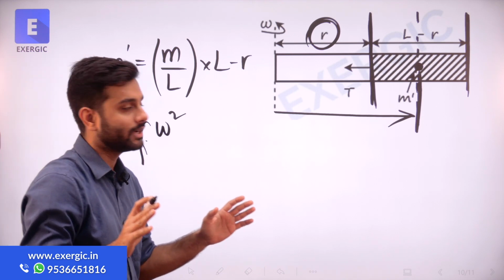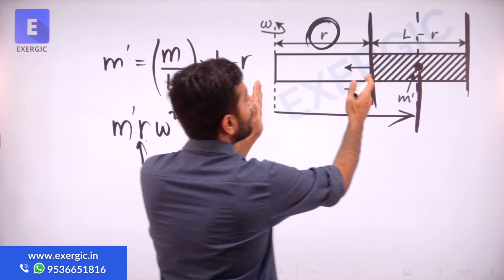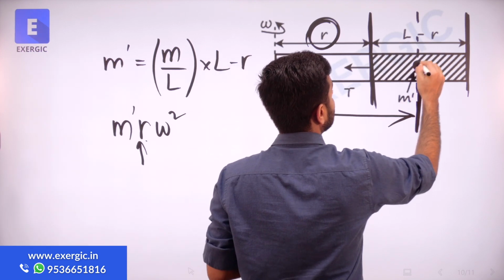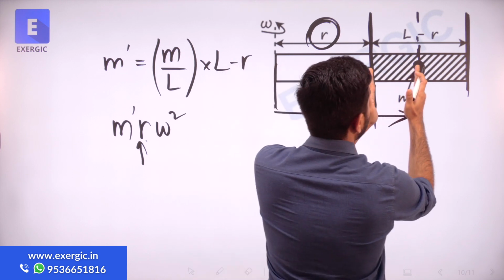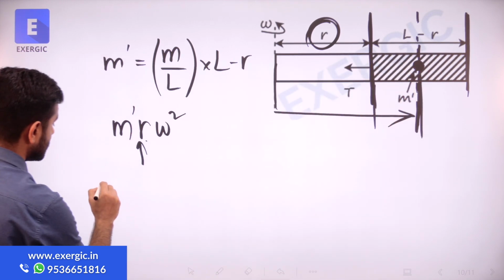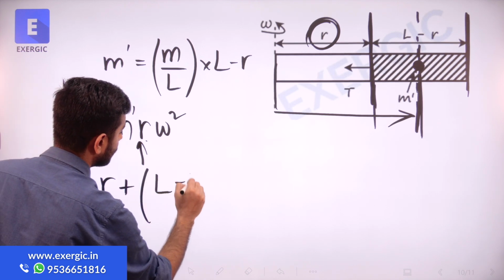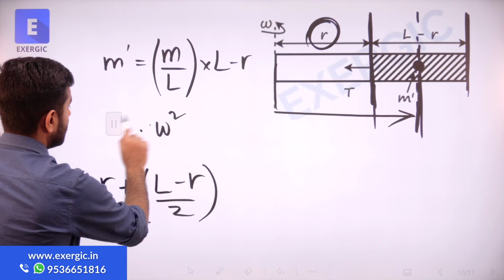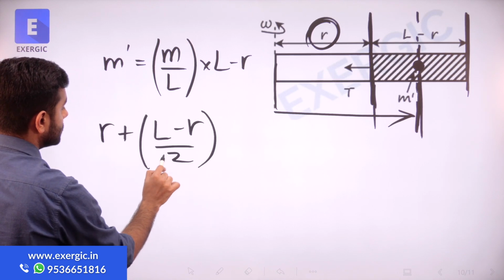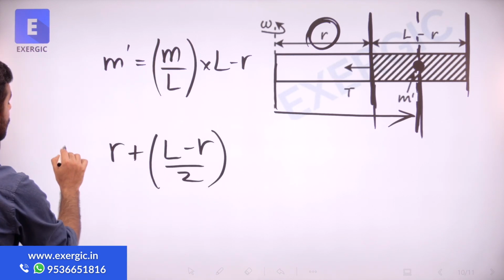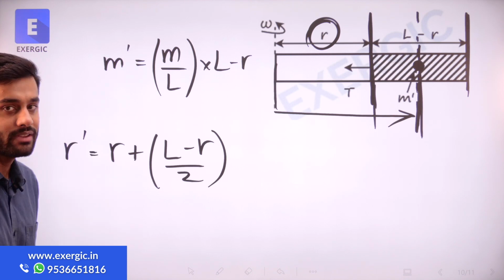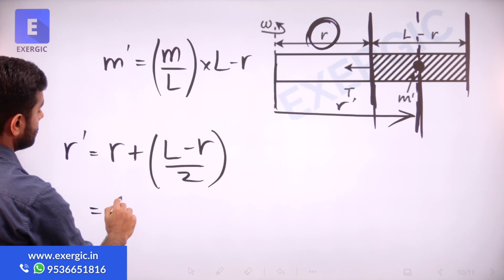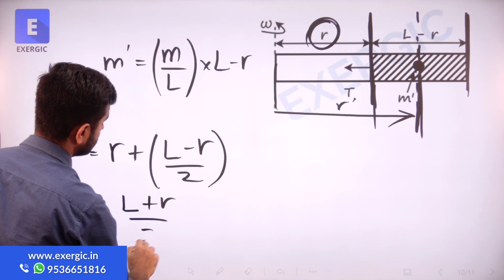Any idea how we can find that? We have done it now. This length from here up to the center of mass is small r plus half of L minus r. So small r plus half of L minus r will be the value of r here. So the two values that are required, we have found out both, the M dash value and let's call it r dash. You can even simplify it, so it will become (L plus r) by 2.